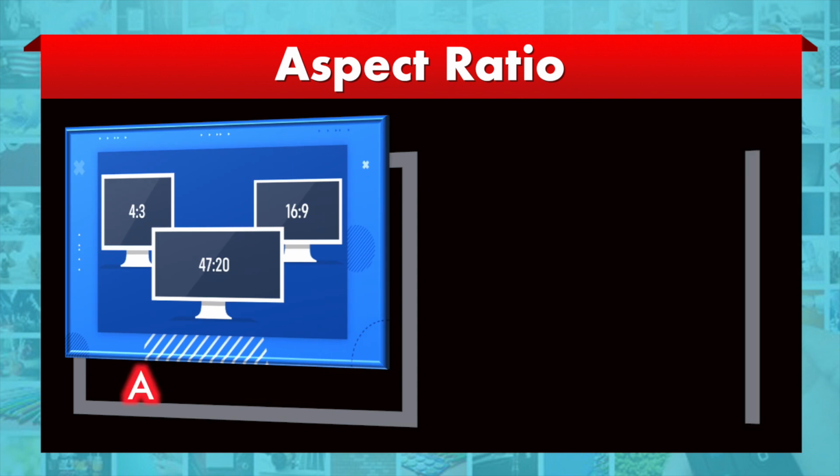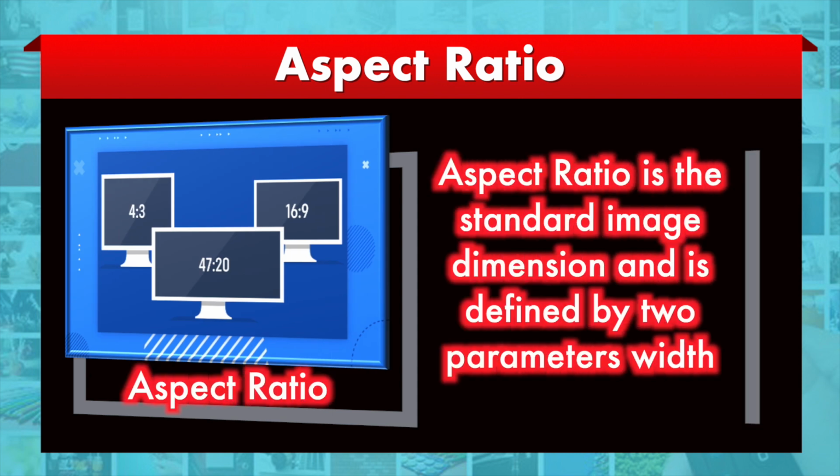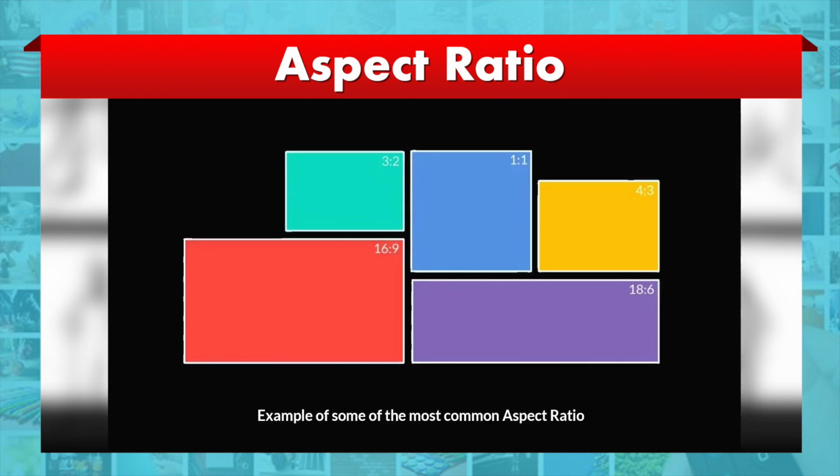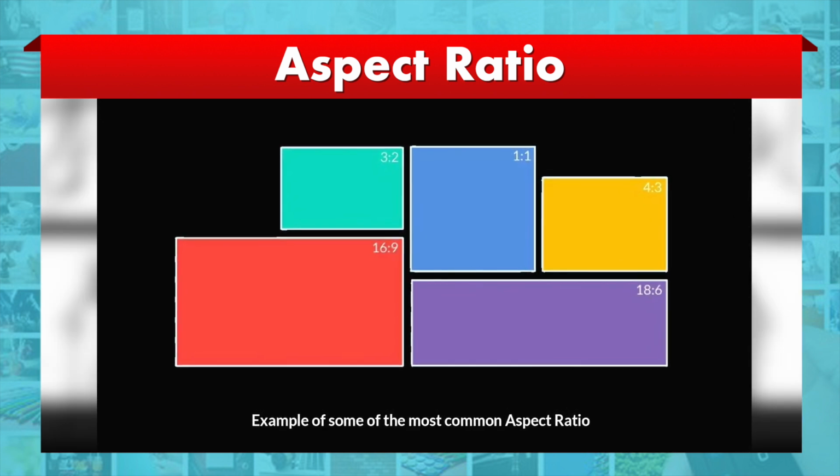Aspect ratio is a standard image dimension and is defined by two parameters, width and height. Aspect ratios are set based on the limitation of the technology. Aspect ratios which were commonly used during the advent of television are phased out now. HDTV is the most common format for television and is mostly 16:9 aspect ratio, which you are looking at right now.